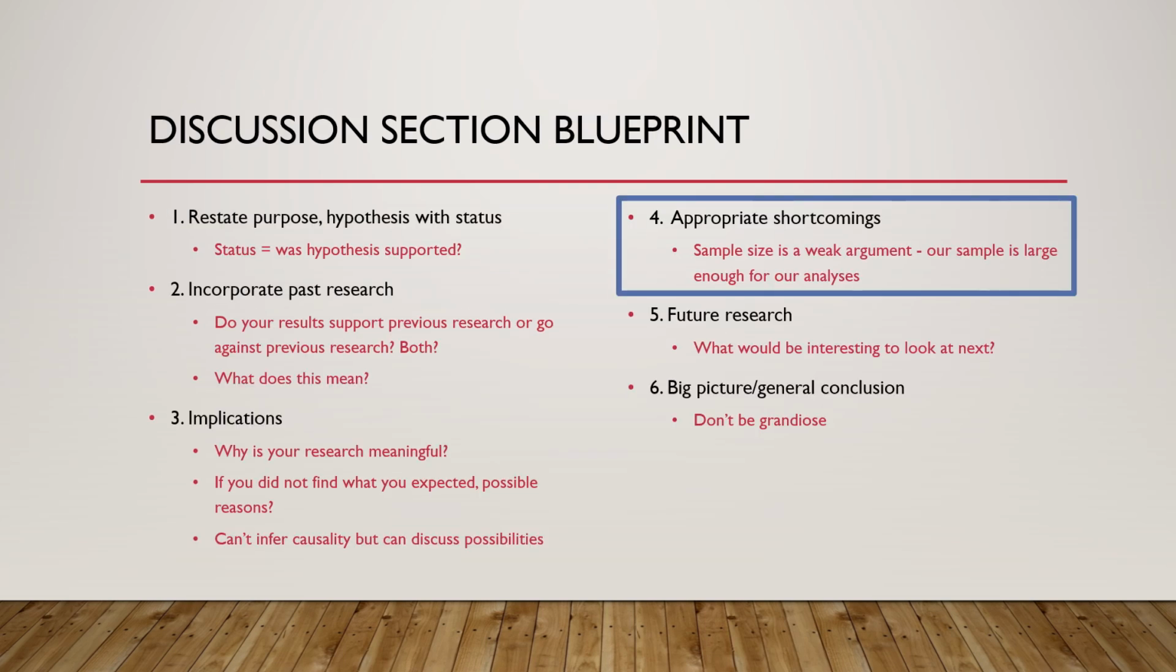The next section after this implications is to talk about the shortcomings. Because of course, no paper that we do is perfect. Just a note, sample size is a weak argument for shortcomings. I don't really want to see that. We have a sample that's large enough for our analyses, so you have to be a little bit more clever than that.